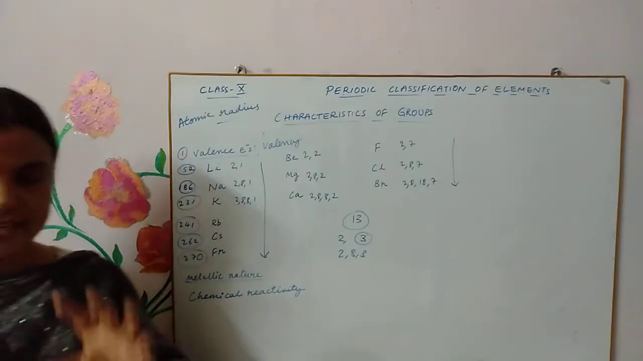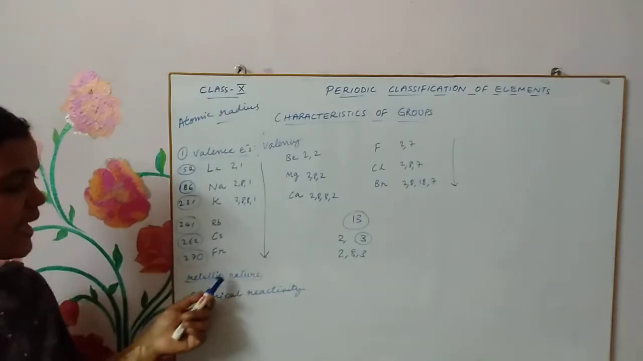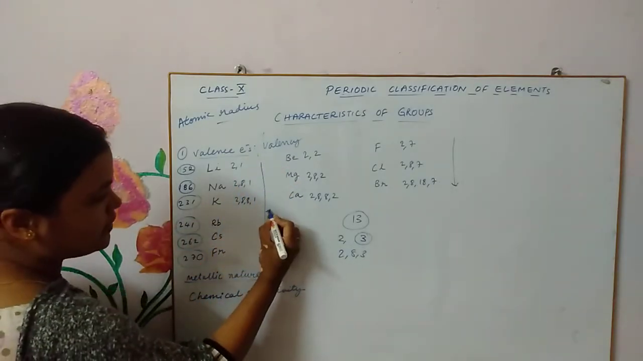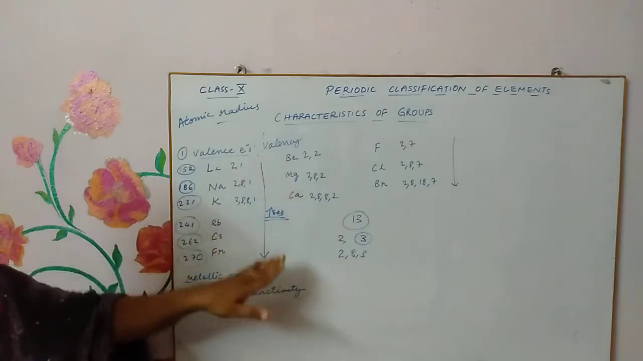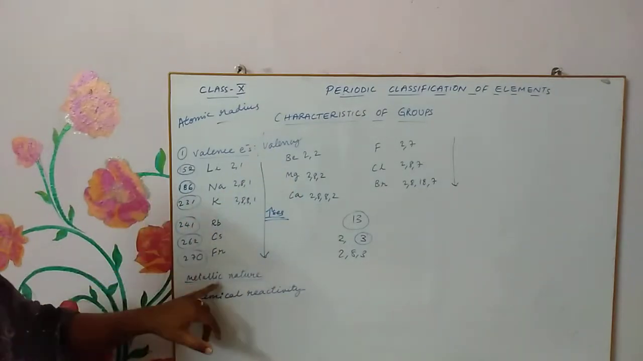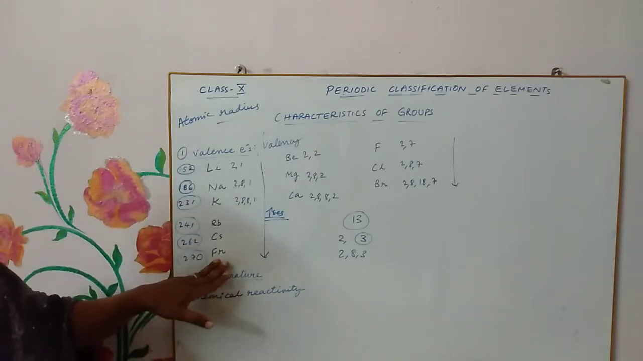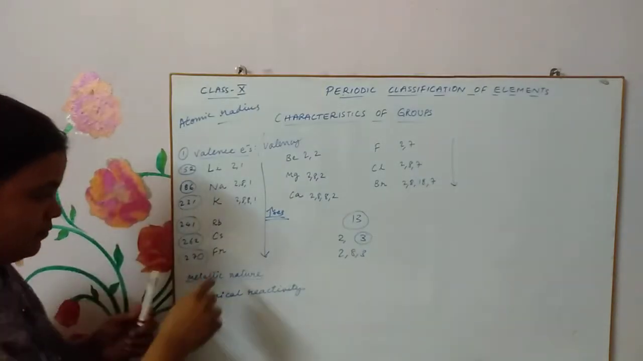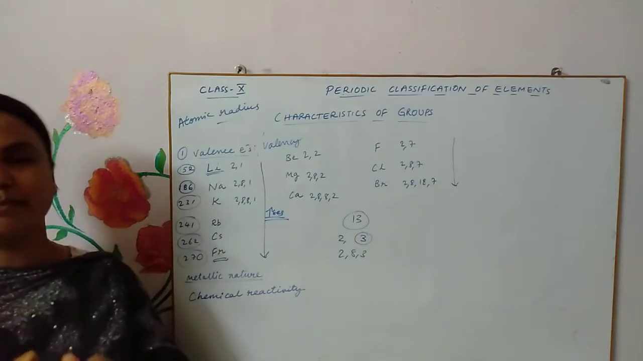Coming to the metallic nature, this is a bit tricky. Please do try and understand, children. Metallic nature increases when you go from top to bottom. Okay, you understand this? If you just apply that here, francium actually is the most metallic element and lithium is the least metallic element.